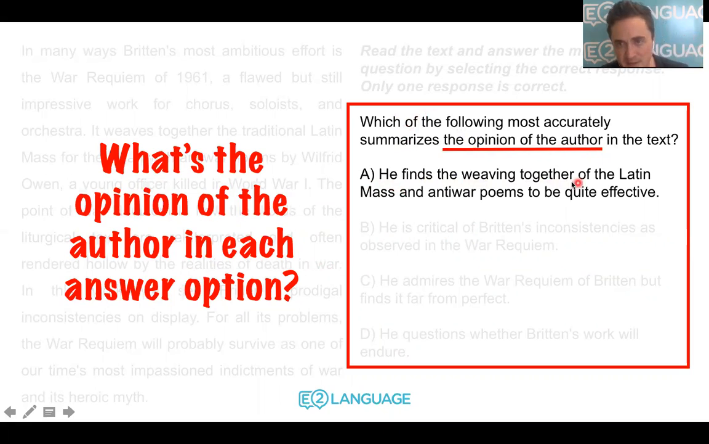He finds the weaving together of the Latin mass and anti-war poems to be quite effective. Please type in your Q&A. What is the author's opinion in this one here in A? What's the author's opinion in that first answer option here? Venkat says he's impressed. Yes, somebody said yes, effective, quite effective, and it's positive, good.